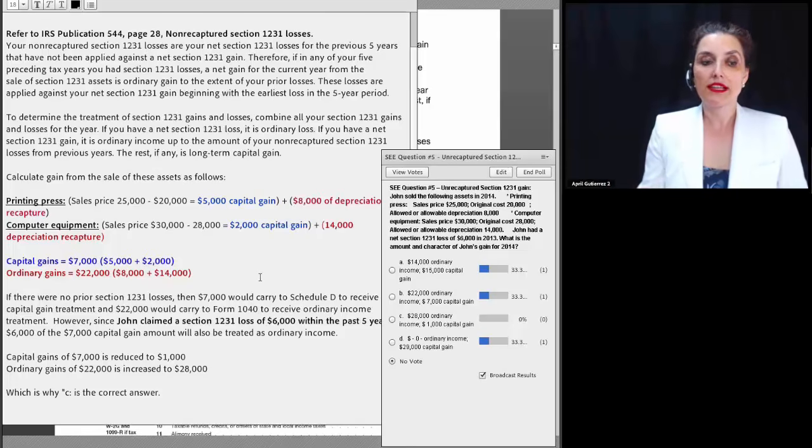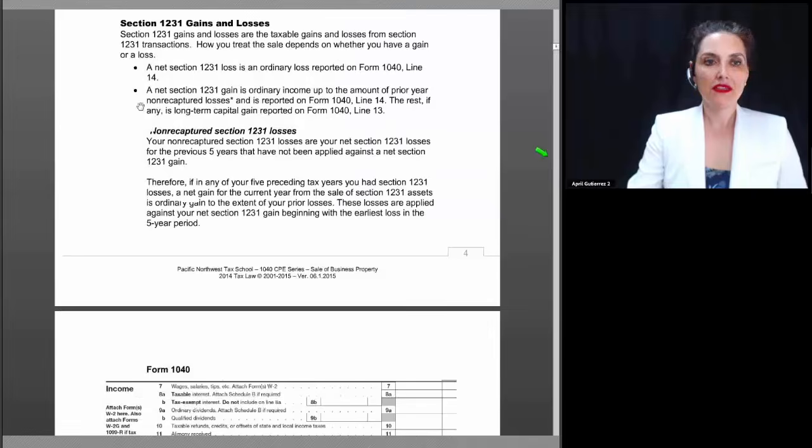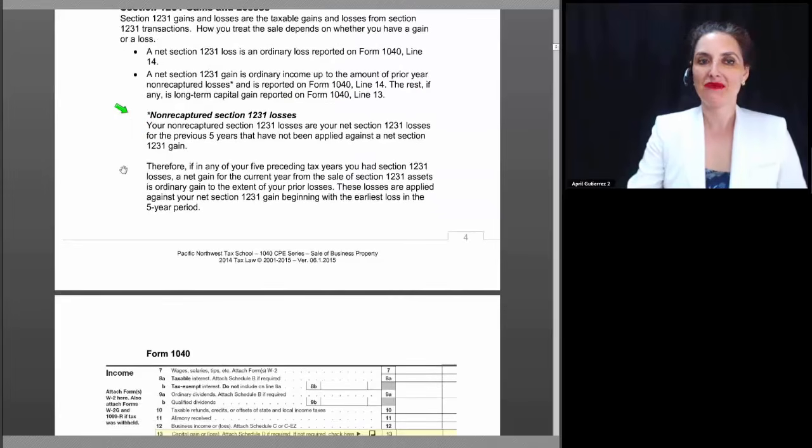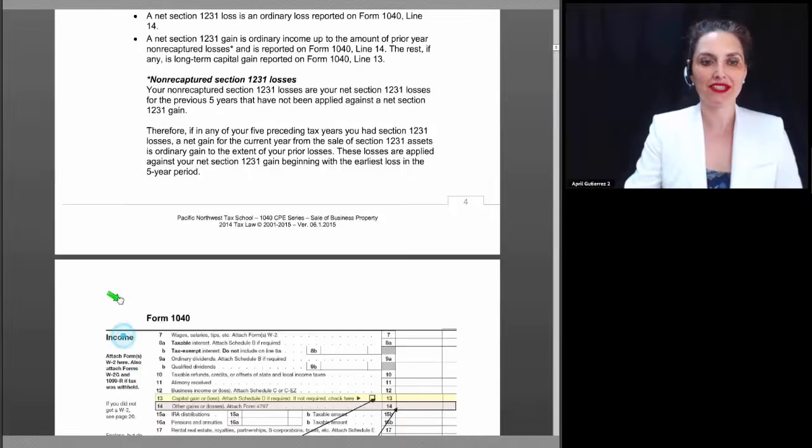So the IRS says, sorry, you can't get away with that. We're going to take $6,000 of the $7,000 of capital gain and turn that into ordinary income. And therefore, the capital gain is going to be reduced to $1,000, and the ordinary gain is going to be increased to $28,000, which is why C is the correct answer. So when we go back to the manual, and it has a discussion here of what a non-recaptured Section 1231 loss is, hopefully it makes more sense to you now.